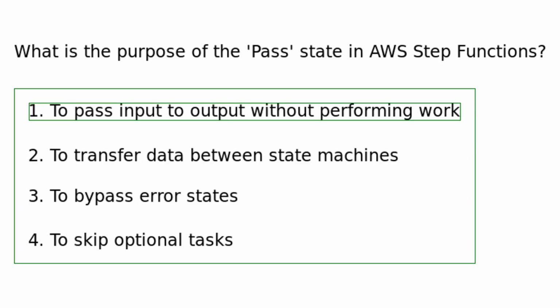The pass state in AWS Step Functions simply passes its input to its output without performing any work, often used to inject fixed data into the workflow or to construct complex objects.